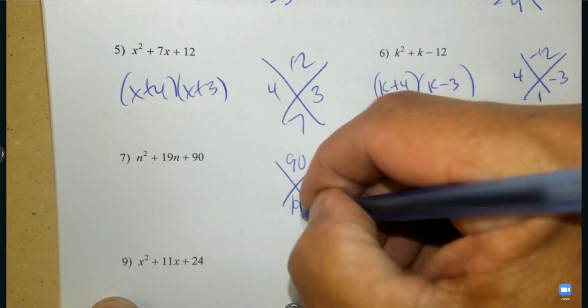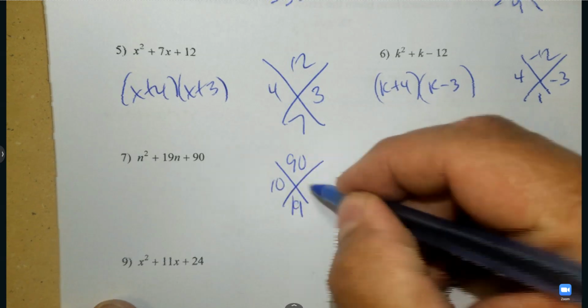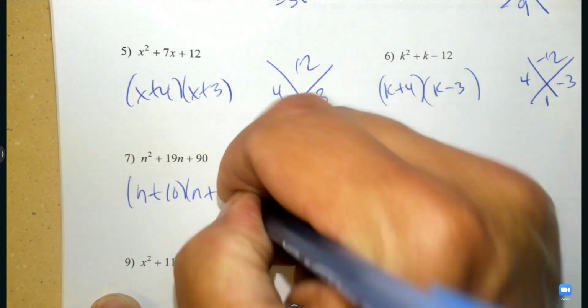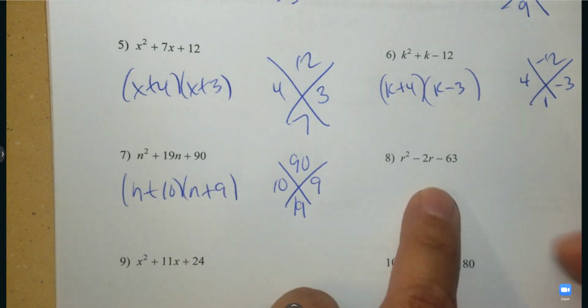90 and 19, again, press pause. The two numbers are 10 and 9. If you're going to practice, we got to practice, like without me. You're going to have to try it, then press play.